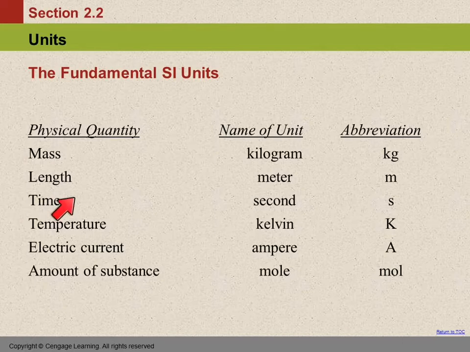The unit of length is the meter, time is the second, temperature is the Kelvin. Electric current, we're not going to deal with that in chemistry. Amount of substance is the mole. We'll learn about that later. These units all have abbreviations. The abbreviations are very specific.